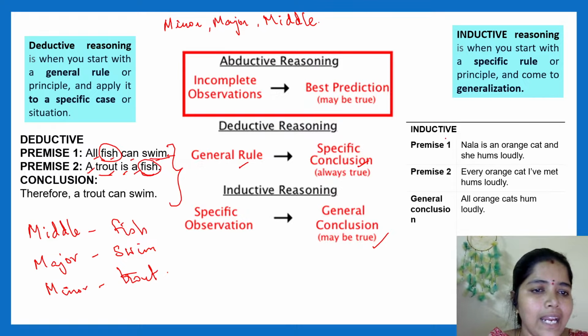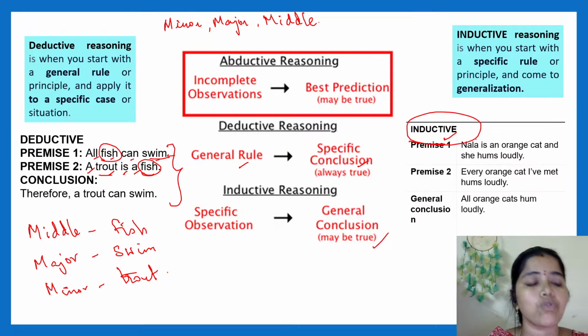Similarly, see here in inductive reasoning. Nalla is an orange cat. There is a cat which is orange in color, its name is Nalla, and she hums loudly. Premise 2: every orange cat I have met hums loudly. So she has met many orange cats, and all the orange cats hum. So the speaker is making a generalization that all orange cats hum loudly. It may not be true. That is what we call inductive reasoning. It is not necessarily true. It may be true, may not be true.